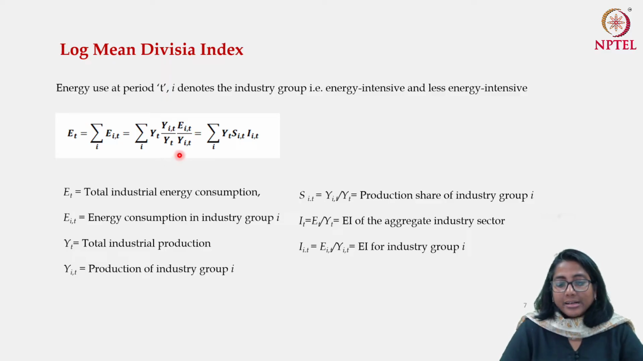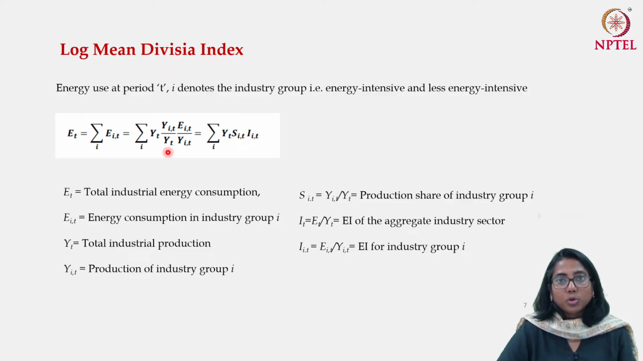If you break down the energy consumption in this multiplicative form, what do you have? You have Y_T. Y_T is the total amount which is manufactured by the Indian manufacturing industry. So this is the total output, and one component becomes total output. What is Y_iT divided by Y_T? This is the share of production of the ith industry or the ith group.